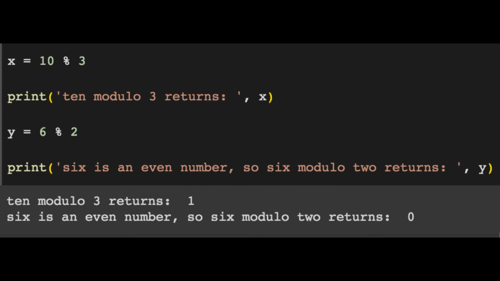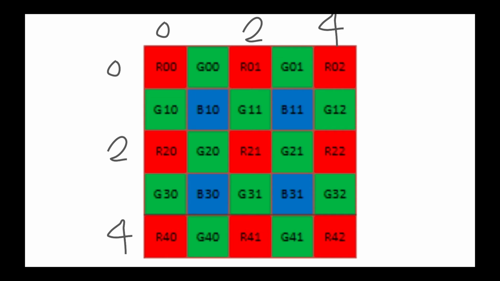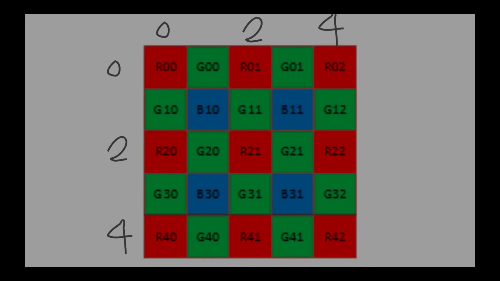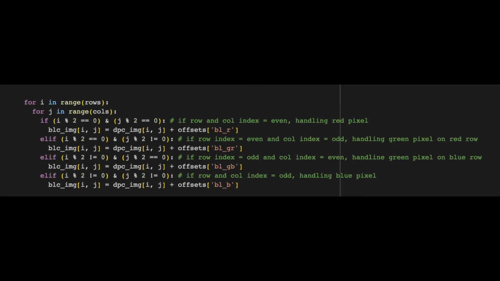The modulo operator represented by the percent sign will perform a division and return the remainder. So for example, 10 modulo 3 returns 1. Since any even number divided by 2 always divides perfectly, if the row and column index modulo 2 are both equal to 0, both indices are even, and you're on a red pixel. You can then add the black level compensation red channel offset and continue scanning the pixels. The same logic applies for green on red row, green on blue row, and blue pixels. By checking combinations of even and odd row and column indices, you can determine what kind of pixel you're dealing with and how to address it.